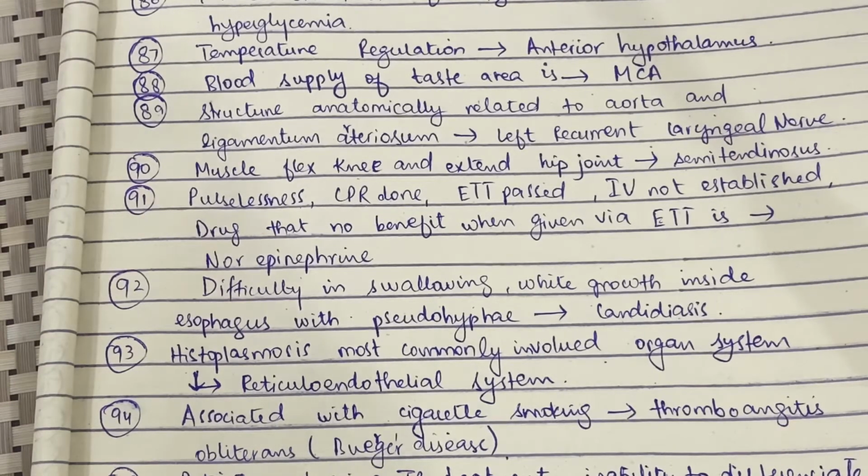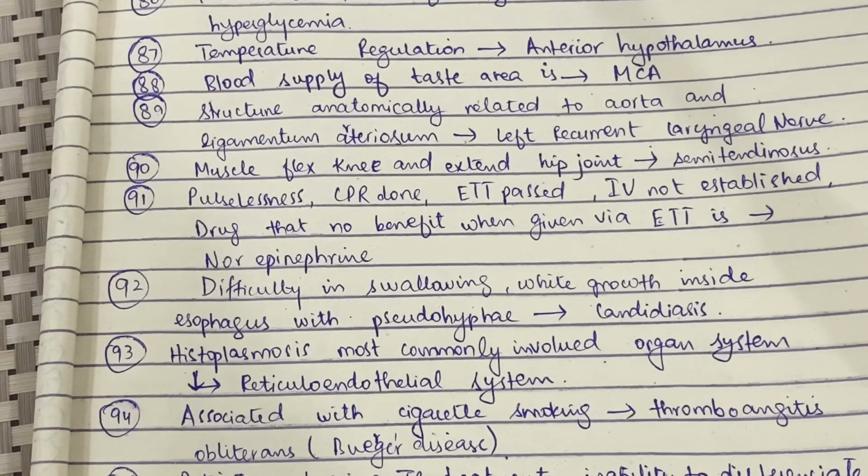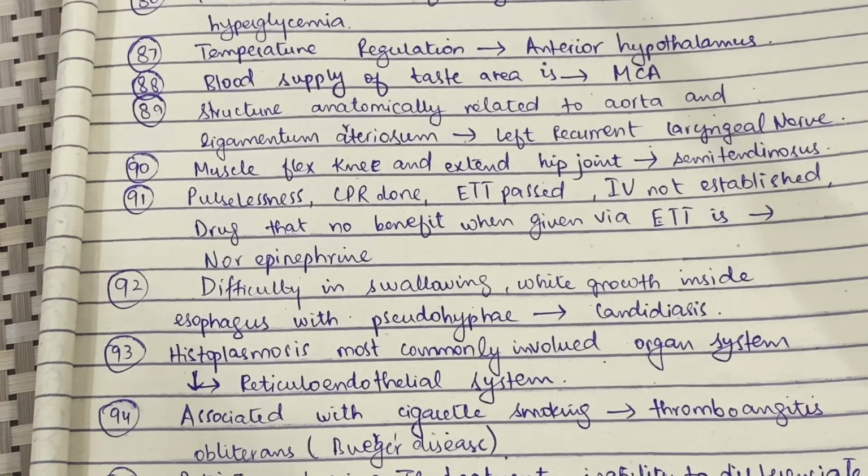Pulselessness, CPR done, ETT passed, IV not established. Drug that has no benefit when given via the endotracheal tube is norepinephrine. Difficulty in swallowing, white growth inside the esophagus with pseudohyphae is candidiasis. Histoplasmosis most commonly involves the reticuloendothelial system. Associated with cigarette smoking is thromboangiitis obliterans, which is Buerger's disease.